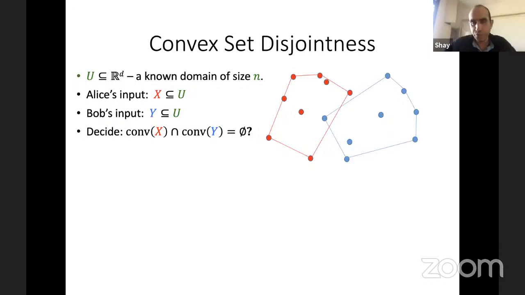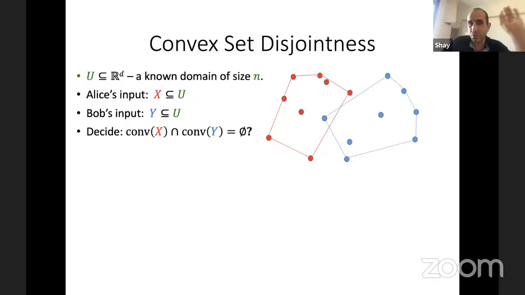Okay. So the most basic problem we're going to study is the following. Imagine we have a fixed, finite universe, which is a subset of R^d. So it can be, for example, all points that can be represented with some precision, and denote by n the size of this universe. And imagine that we have two players, Alice and Bob. Each of them gets as an input a subset of the universe, and their goal is to determine whether the two subsets can be separated by a hyperplane. Equivalently, whether the convex hulls of their subsets are disjoint or not, right? By the separation theorem.